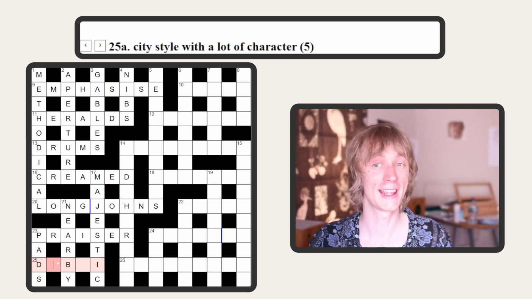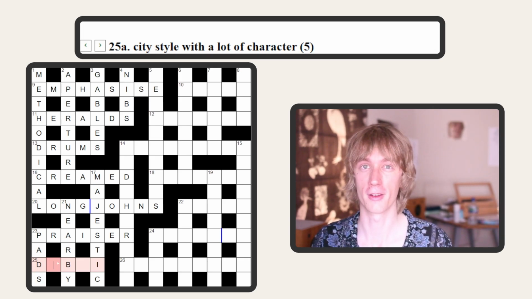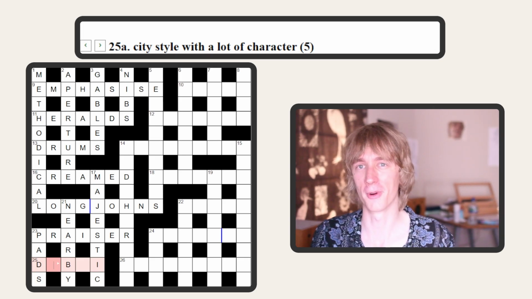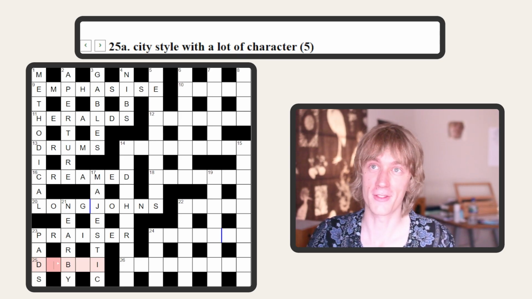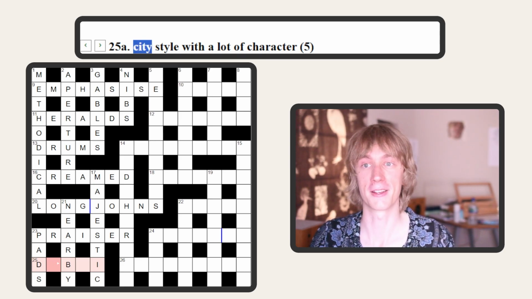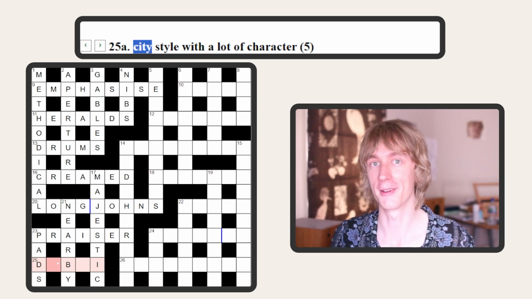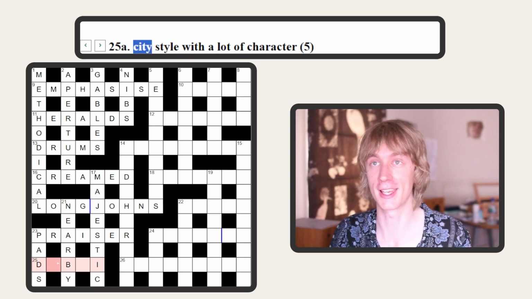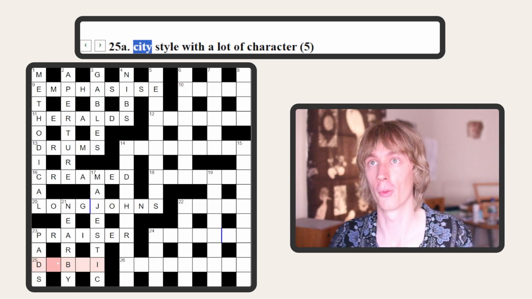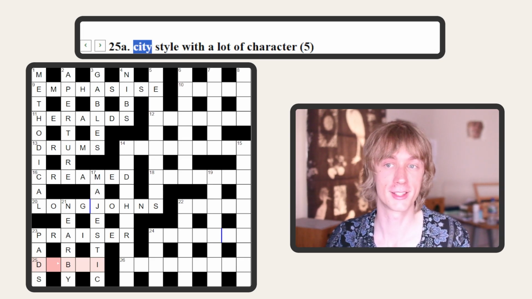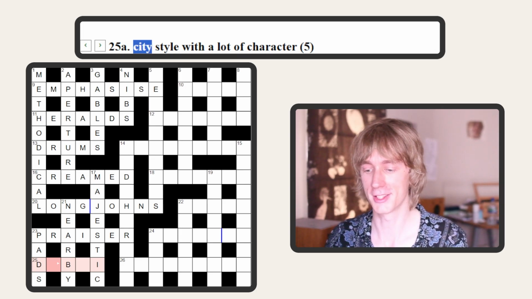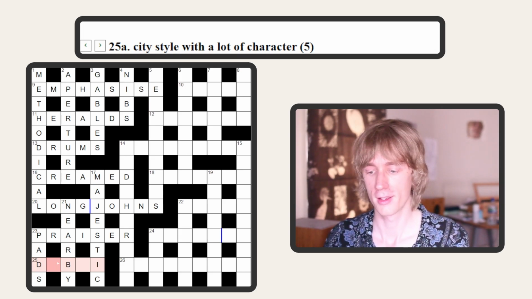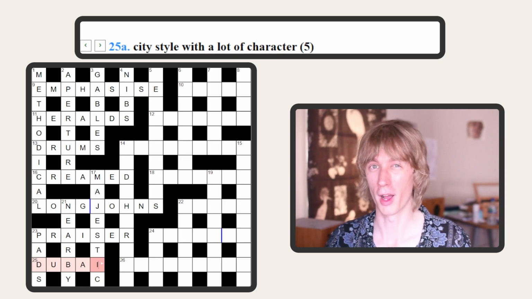And now we have a really easy time in solving 25 across. You could probably get it without even looking at the clue, but we can see there is a definition here, city. We're looking for a word that means city, an example of a city, and we're going to get there through style with a lot of character. Well, a city with D blank B blank I is the city Dubai. So let's pop that in and then figure out how it works.